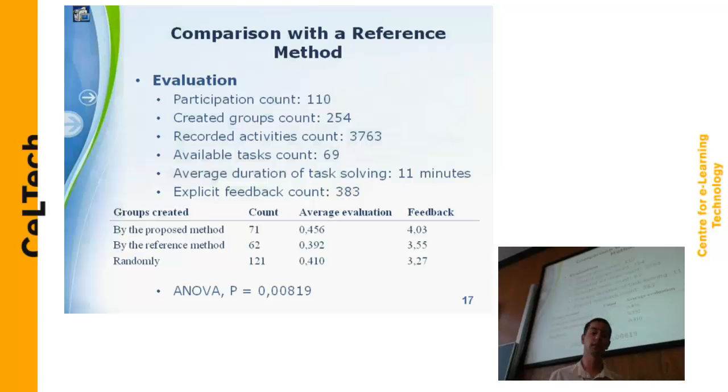created by k-means clustering. We used ANOVA as a statistical method to evaluate the significance of our results. And we got a p-value of 0.008. We can interpret this value as a probability of 0.008 that our results are only some coincidence, and are not caused by using different methods to create groups.